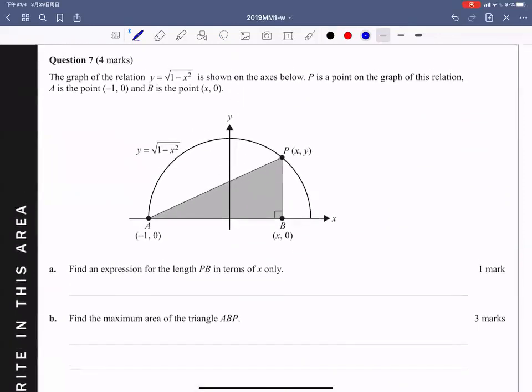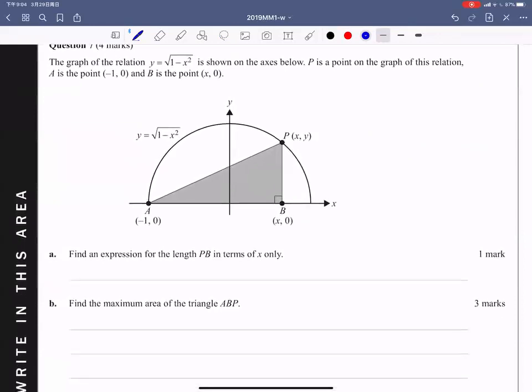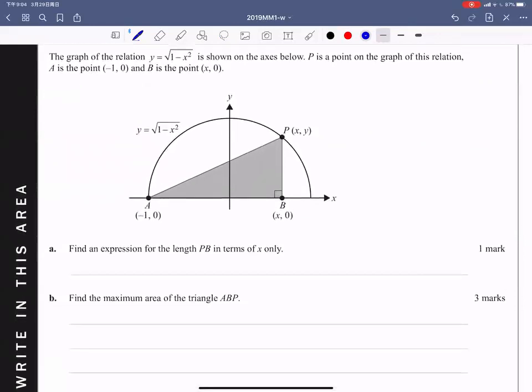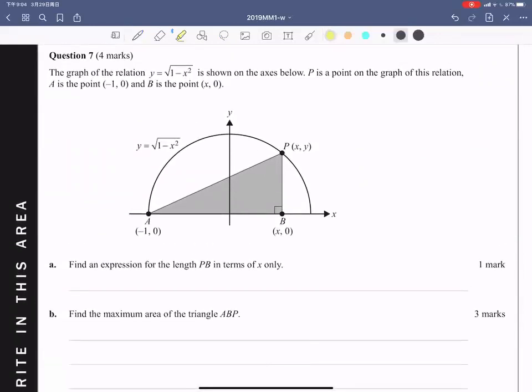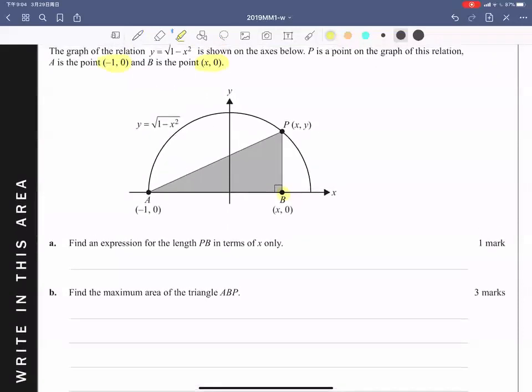The graph of the relation y equals square root of 1 minus x squared is shown on the axis below. P is a point on the graph of this relation. Another point is minus 1, 0, and x, 0. X, 0, that's your, okay, it's this point here. Find the expression for the length PB in terms of x only.